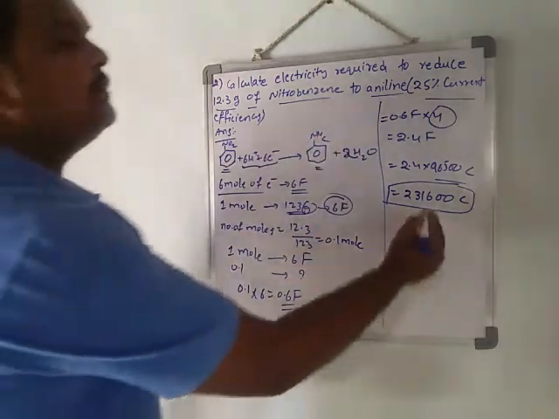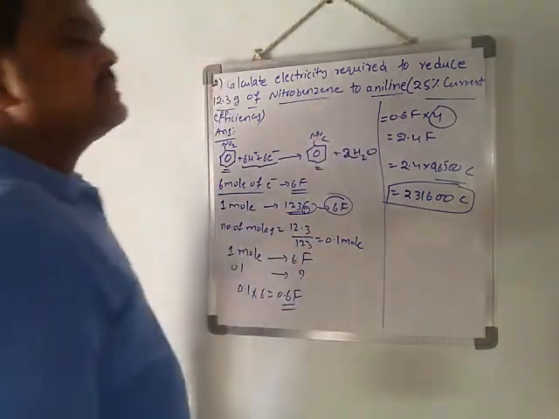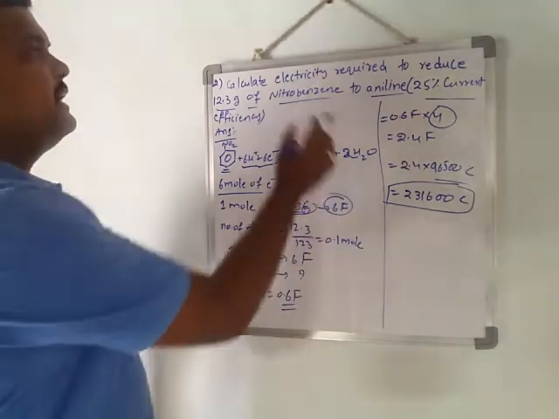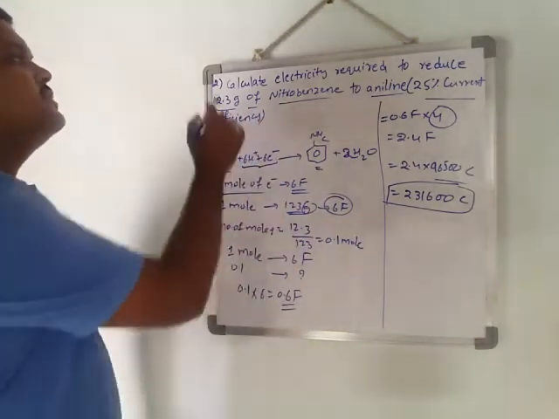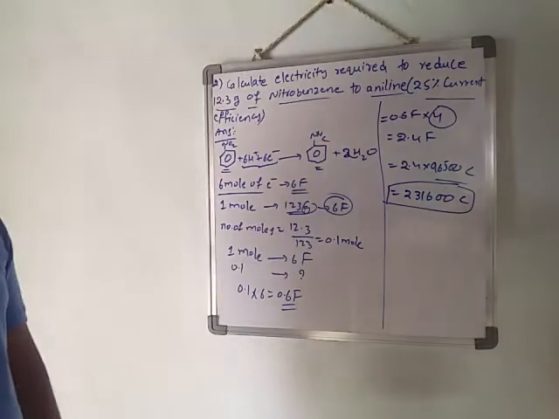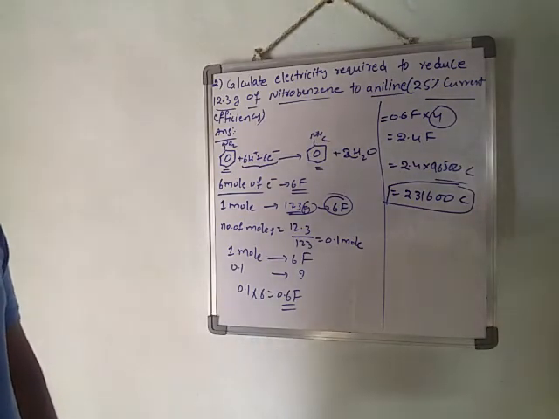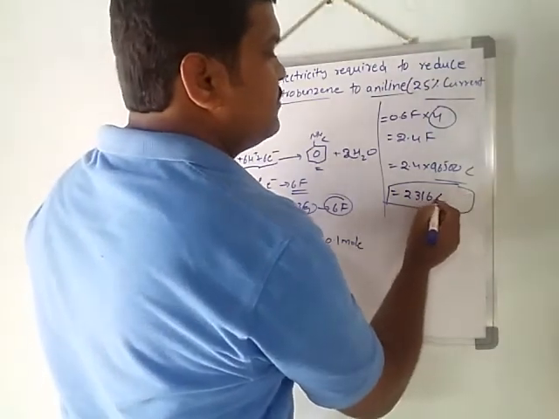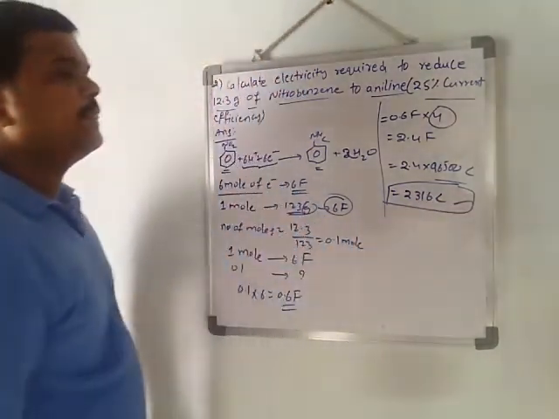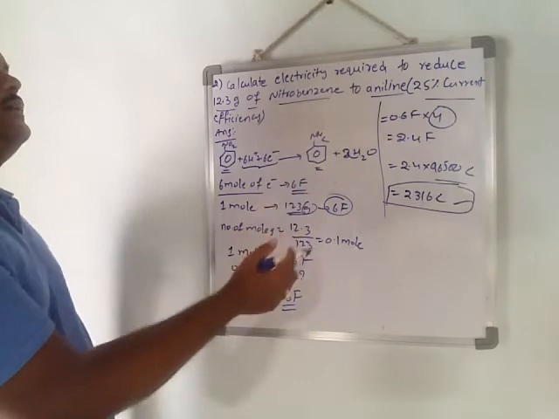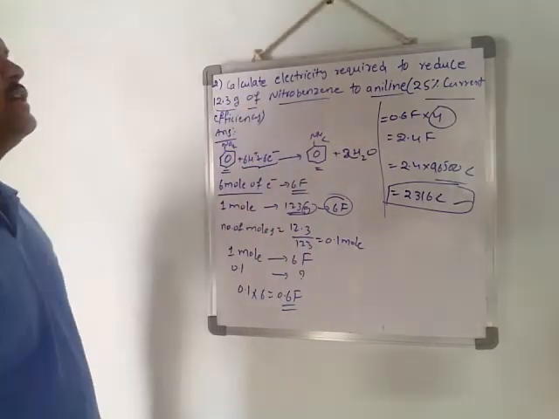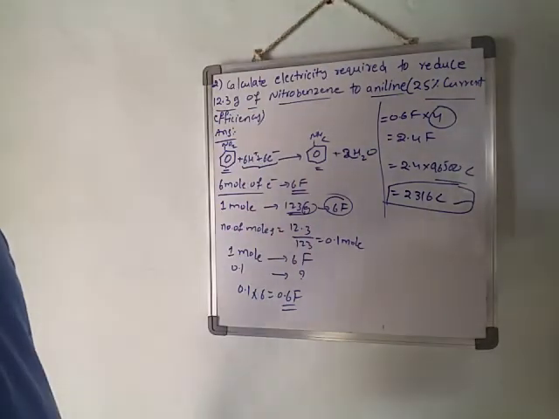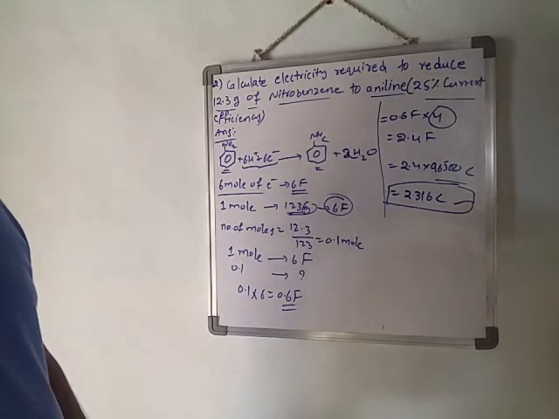So finally we will get 231600 coulombs of electric charge required to reduce 12.3 grams of nitrobenzene to aniline. So this is the answer, not 2 lakh, that is 2316 coulombs. Is it clear? So this is the charge required to convert 12.3 grams of nitrobenzene to aniline with 25% current efficiency.